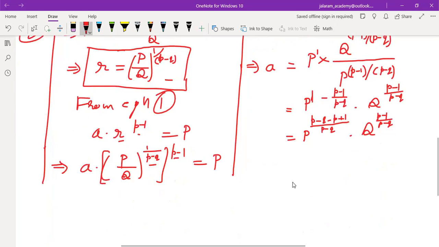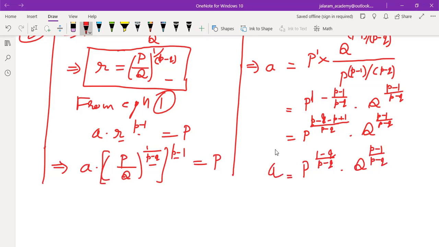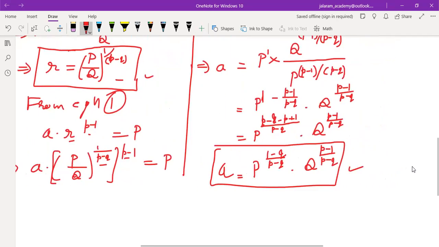So 1 will be cancelled out. It's not 1, it's q and p will be cancelled out. So P to the power 1 minus q over p minus q into Q to the power p minus 1 over p minus q, which is the first term of this GP. And the common ratio we earlier have obtained as P by Q whole to the power 1 upon p minus q.